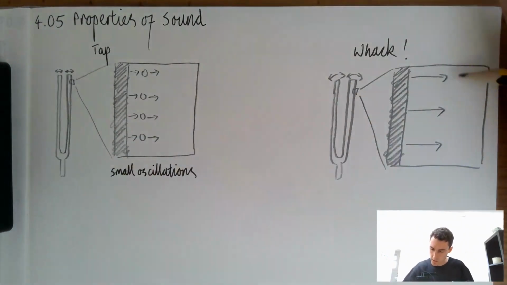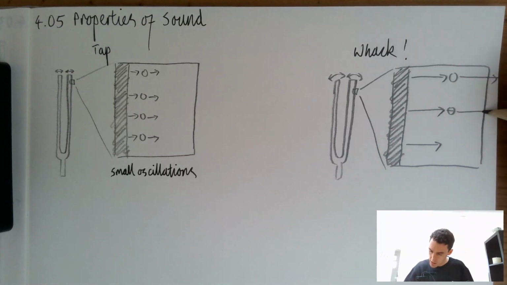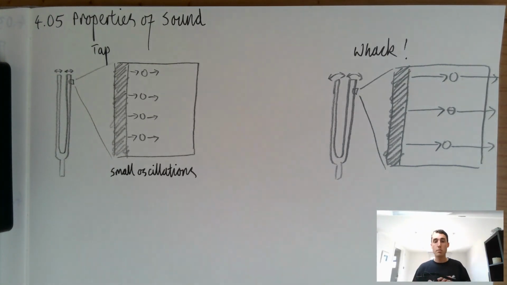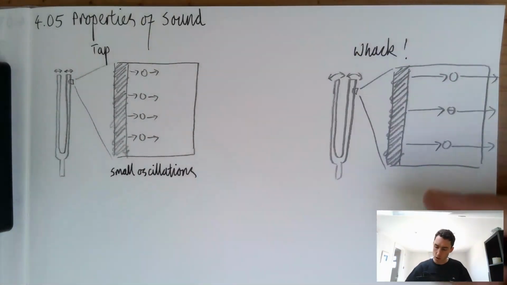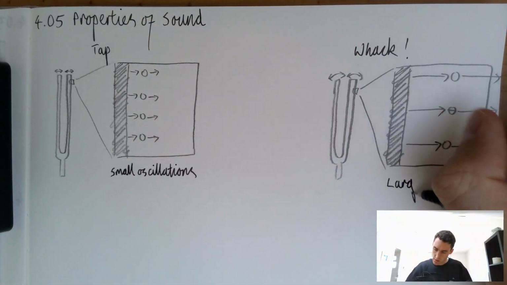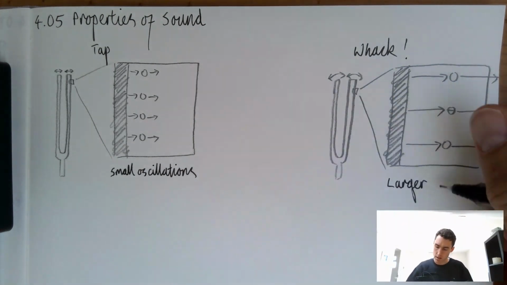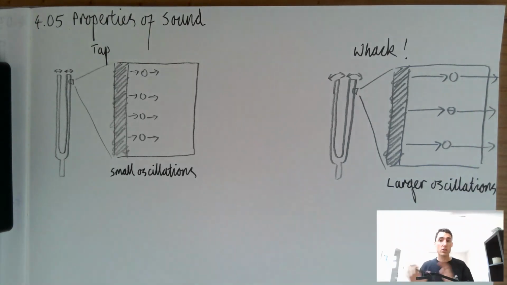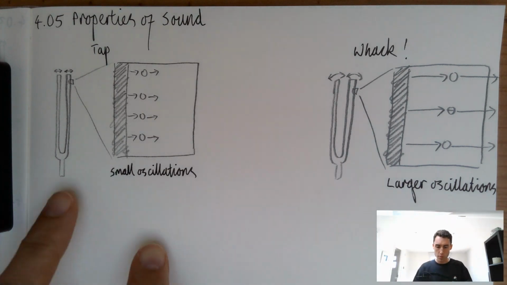Probably should have done 4 arrows there to keep it consistent, but anyway, don't worry too much. But what I want to show is the size of these oscillations or of this disturbance is a lot bigger. So the main thing is that I'm associating the tap with small oscillations and the whack with much larger oscillations. And I've shown that here as well, hopefully, oscillations, or if you want to put disturbance, that's fine as well. So in physical terms, that's what's going on. And then, hopefully, they'll be pretty happy with this.